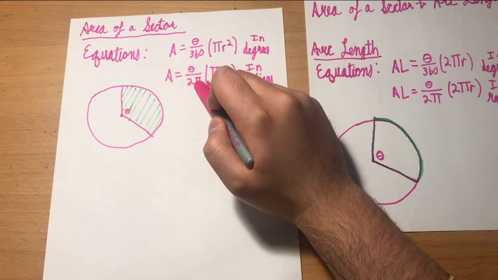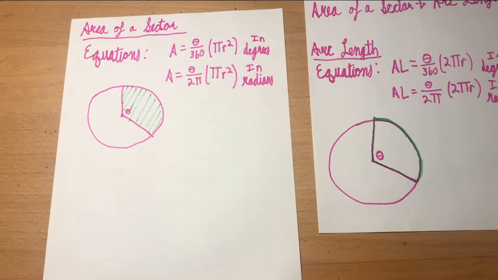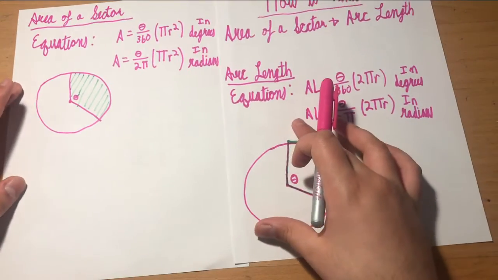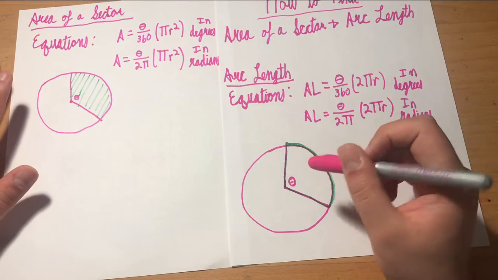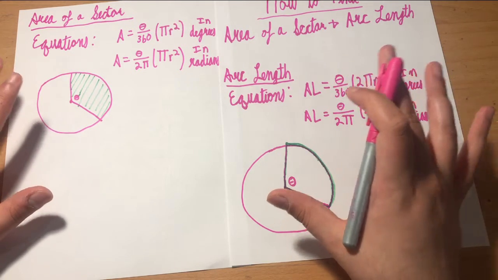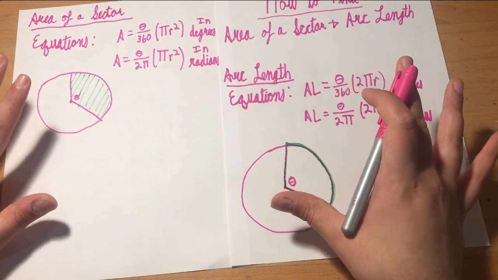and theta over 2 pi times pi r squared. All right, so hopefully that made sense. If there's any questions, just throw it in the comments and I can clarify. But that's why these equations work the way they do.